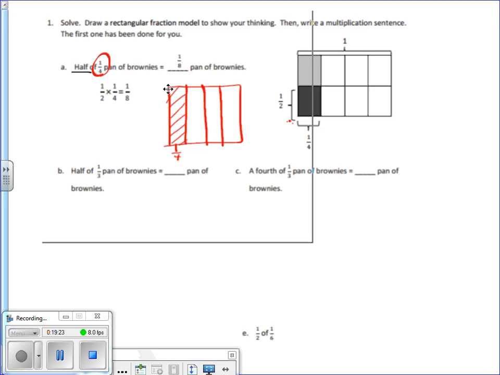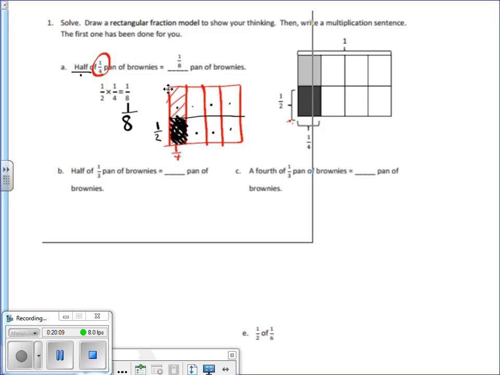So, half of 1/4. Now they're taking this and, in the opposite direction, dividing it into 1/2. Then they're shading 1/2 to where it would overlap, and labeling it 1/2. This is half. This is 1/4. And then you get your answer, because you've got 1, 2, 3, 4, 5, 6, 7, 8 as your denominator, and one of them is shaded in.